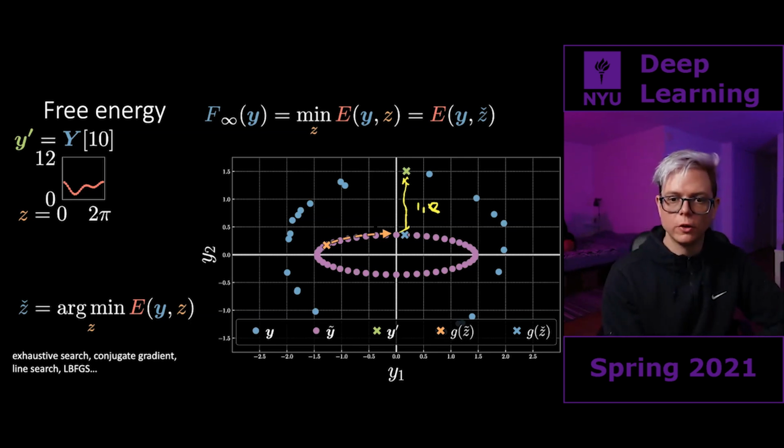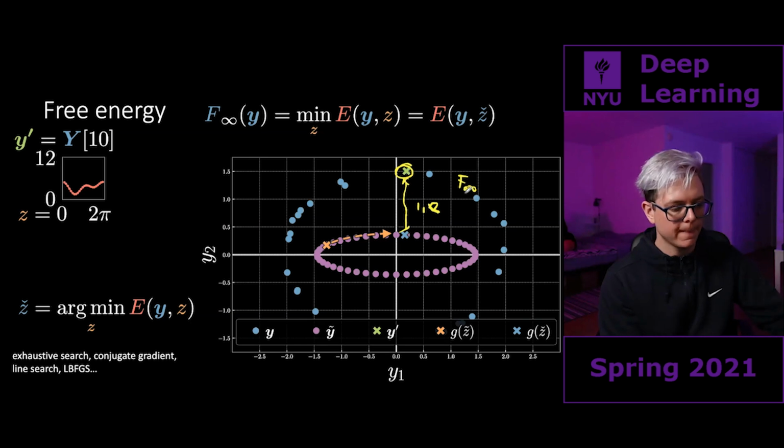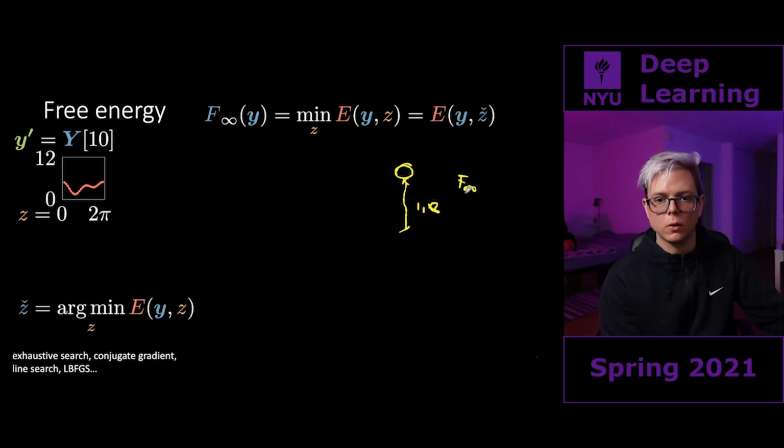All right, cool. So this value over here, squared, represents the zero temperature limit free energy of this point over here. So this point has the energy, which is the square distance to the manifold across the whole manifold, but the minimum distance is called the free energy, the zero temperature limit free energy. Cool.